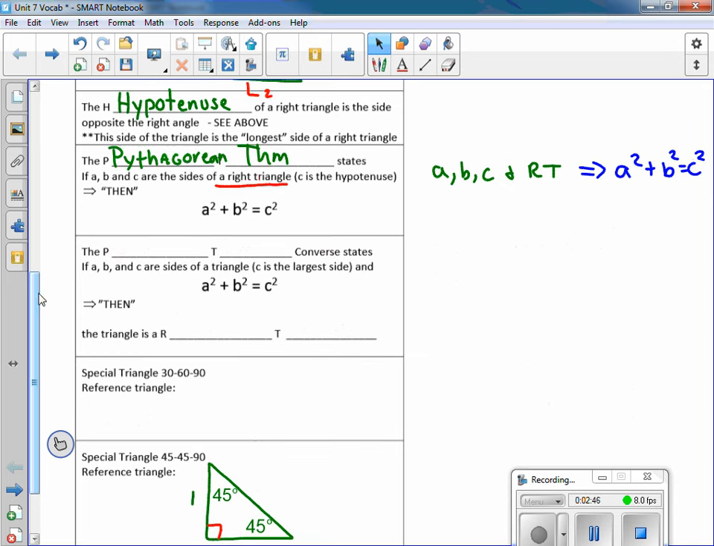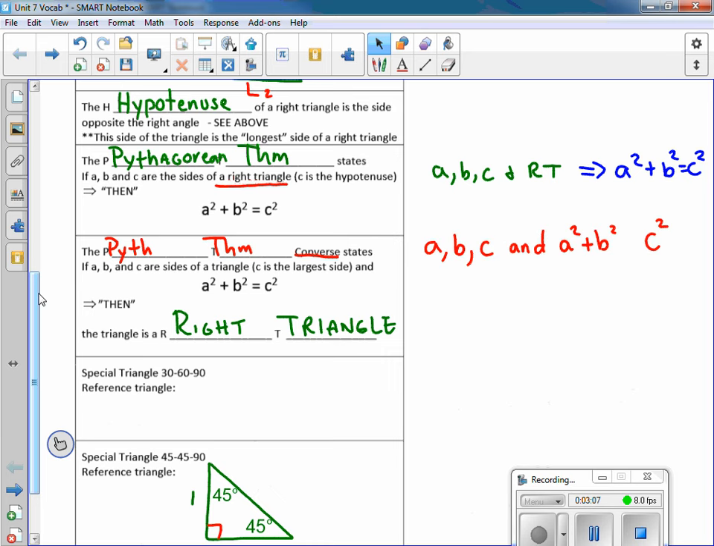It says the Pythagorean theorem converse. The Pythagorean theorem converse says that suppose I have three sides of a triangle, A, B, and C, and when I plug them into the Pythagorean theorem, and it works, then it must be a right triangle. Now this is a repeat of stuff that we've already done in the past, so this shouldn't be too new.